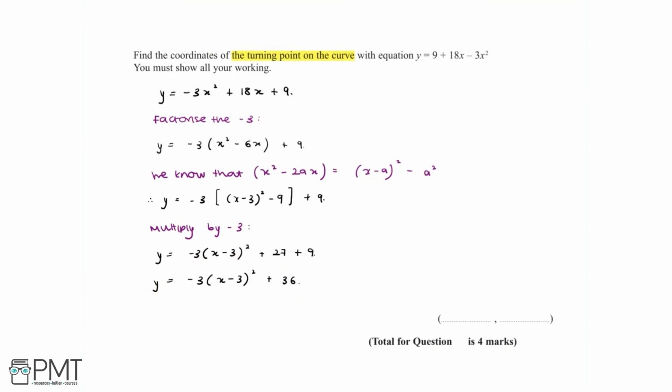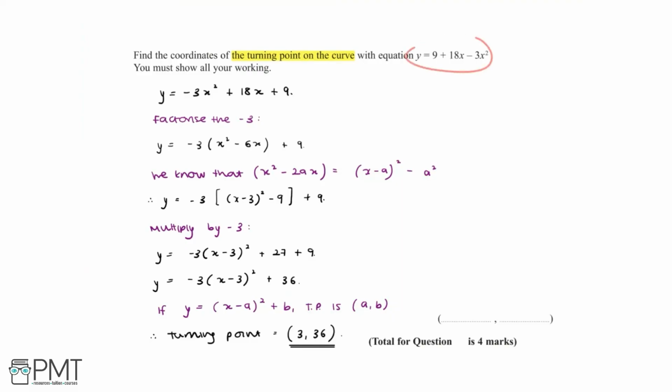Now we're in the perfect position in order to find the turning point of the curve. And so we can use this rule to help us. If y is equal to x minus a all squared plus b, the turning point has the coordinates a, b. And so in our situation, we can ignore the minus 3 in front of the brackets. Now in our equation, a is equal to 3, and b is equal to 36. And so we can say that the turning point of our curve has the coordinates a, b, which is equal to 3, 36. And so we've found that the coordinates of the turning point of the curve with the equation y equals 9 plus 18x minus 3x squared is equal to 3, 36.